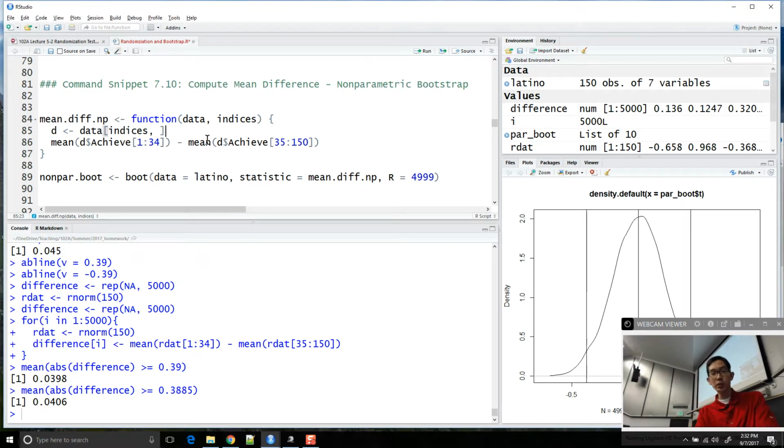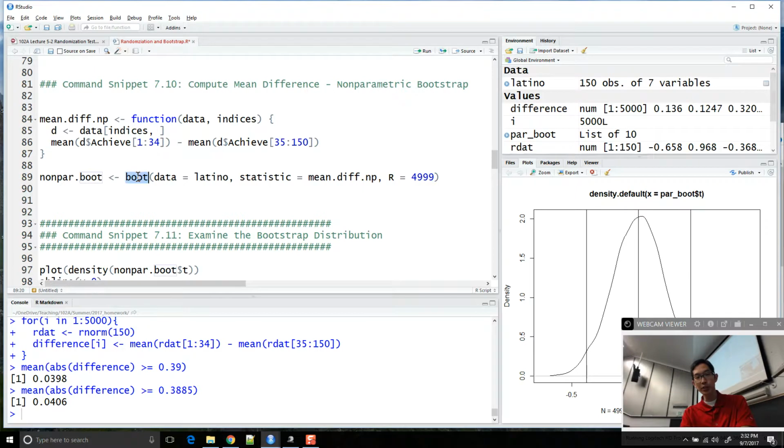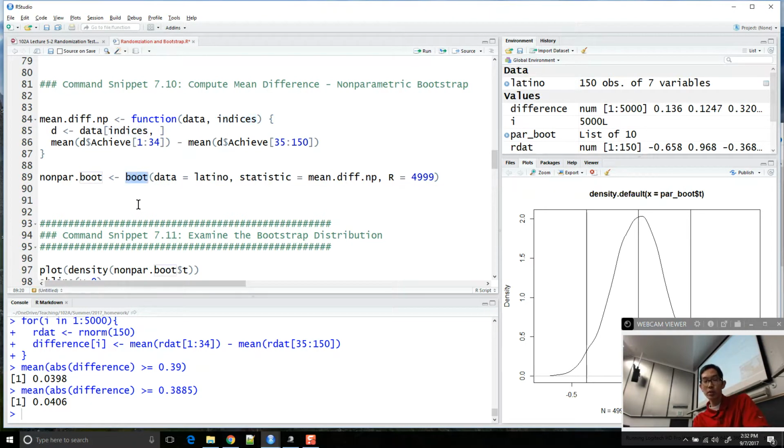The way non-parametric bootstrap works in R is we use library boot, and we feed it the data that we have. In this case, the data is Latino, and the statistic is calculated using the function that we give it. The function is a function of our data and the indices. The indices are generated by library boot.